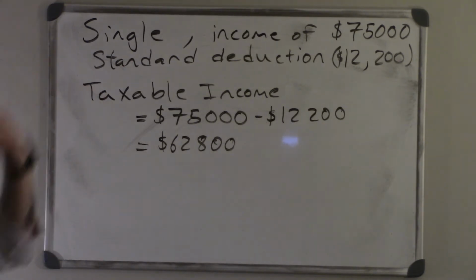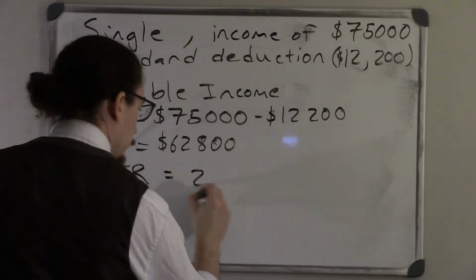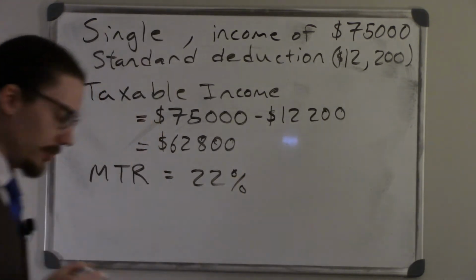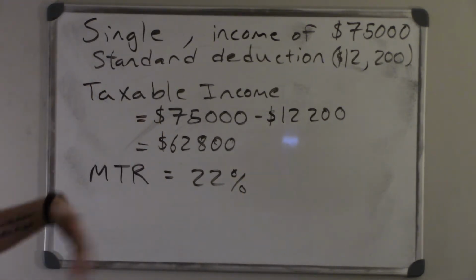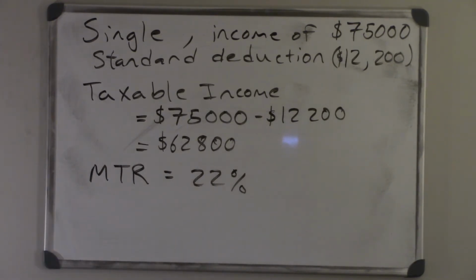All right, so $62,800. That's going to fall into our third tax bracket, so the $41,126 to $85,525, which is taxed at a rate of 22%. All right, so we can already jot down our marginal tax rate. It's 22%. If this individual earned an additional dollar, that dollar would still be in that tax bracket, and so they would be taxed at a rate of 22%.